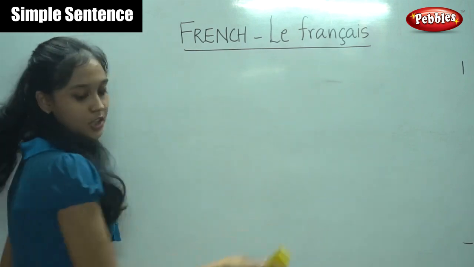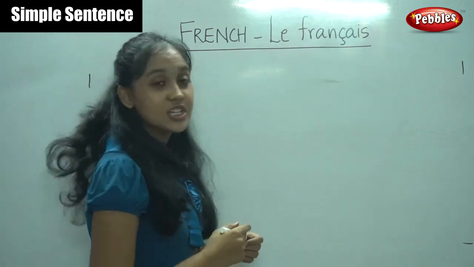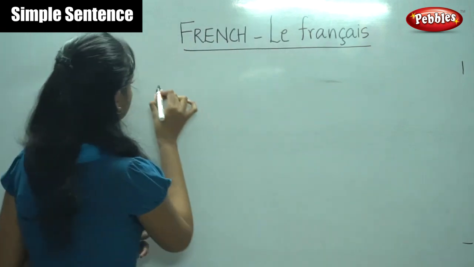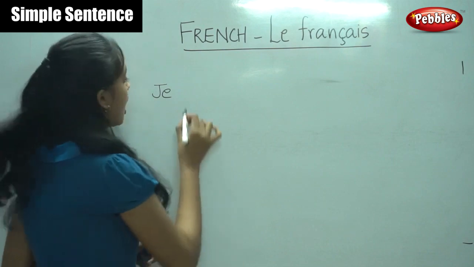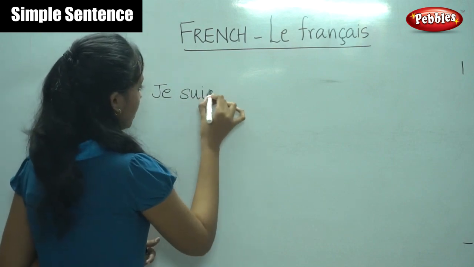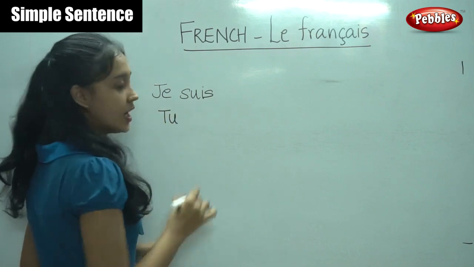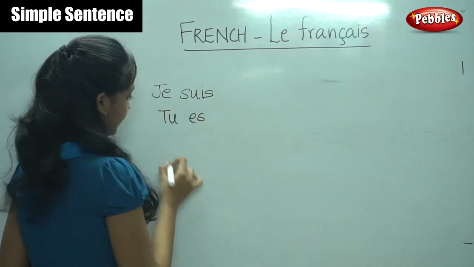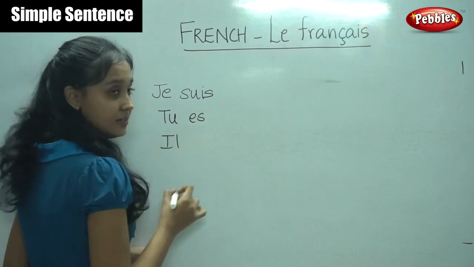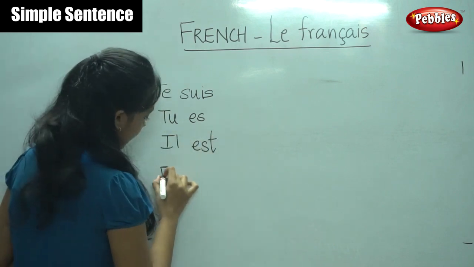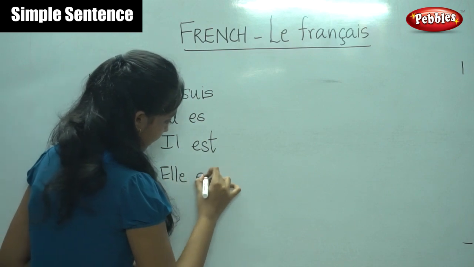So now, I think you'll be thorough with the conjugation of être. Can we say it once again? Shall we write it together? Je suis. Je suis. Tu es. Il est. Elle est.